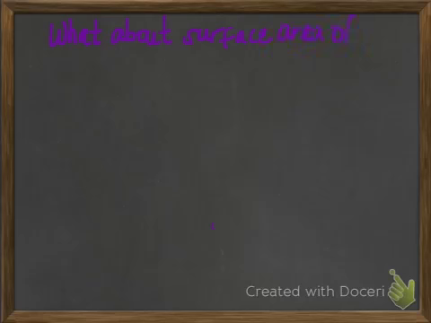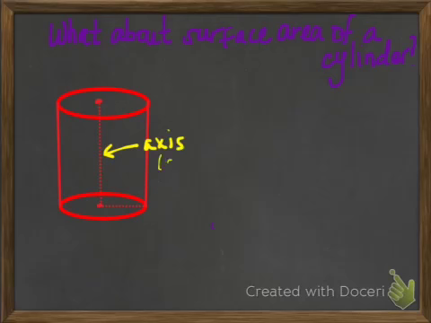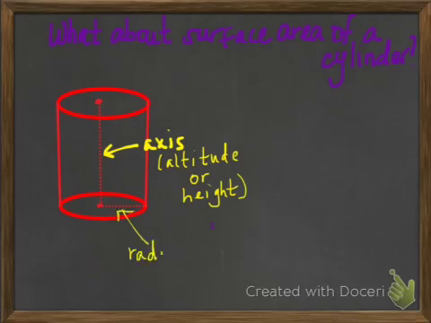Alright, so what about surface area of a cylinder? Now notice when you have a cylinder, you've got the axis, which is the height, or we call it the altitude, either one, depends on what book you're looking at. Sometimes they call it altitude.